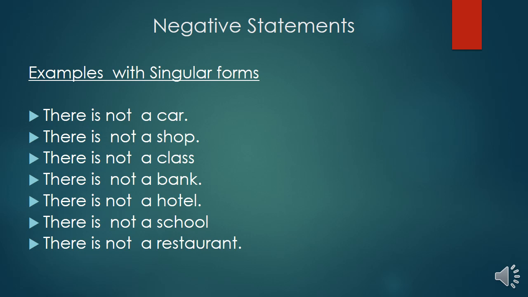Negative statements with singular forms. There is not a car. There is not a shop. There is not a class. There is not a bank. There is not a hotel. There is not a school. There is not a restaurant.